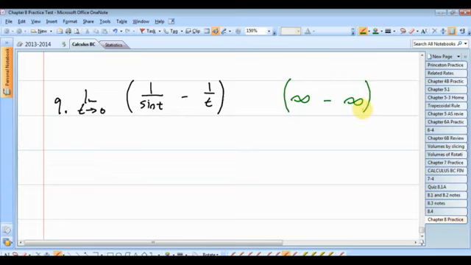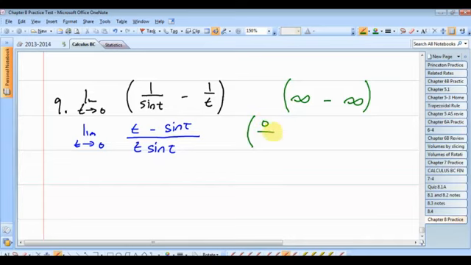Yay! So good. Limit as t approaches 0. We're going to put this all to a common denominator. T minus sine t over t sine t. LCD. Let's check our indeterminate form. 0 minus 0 is 0. 0 times 0 is 0. I'm free to use L'Hopital's rule.